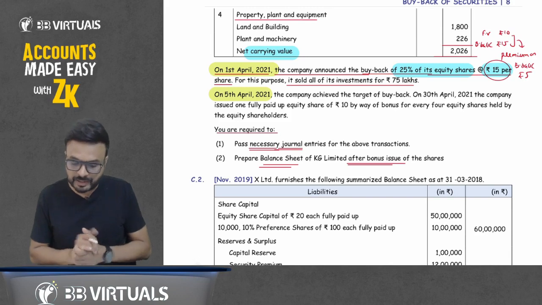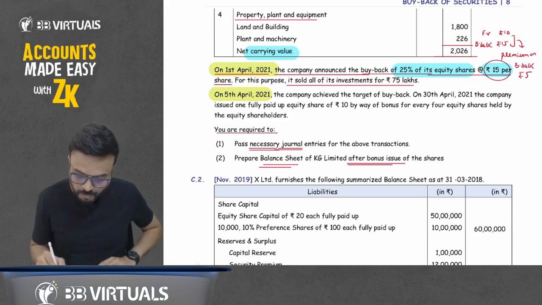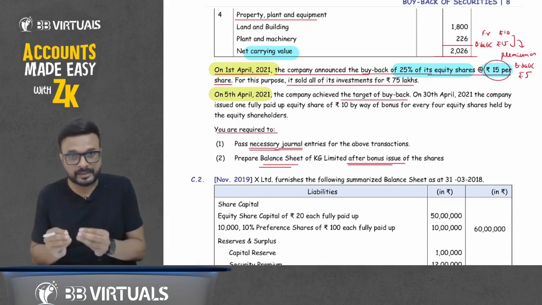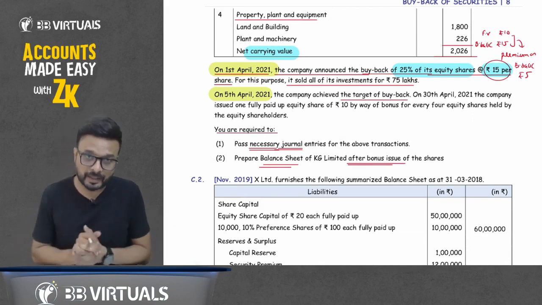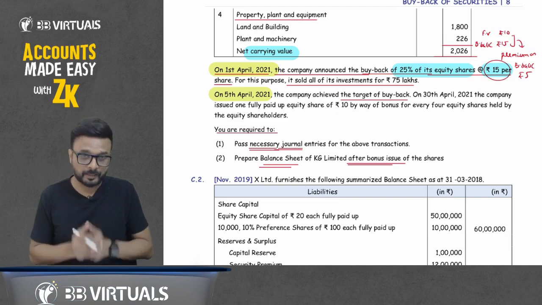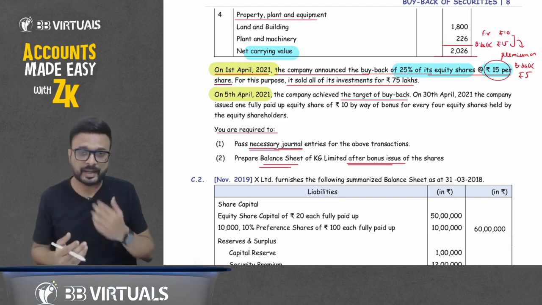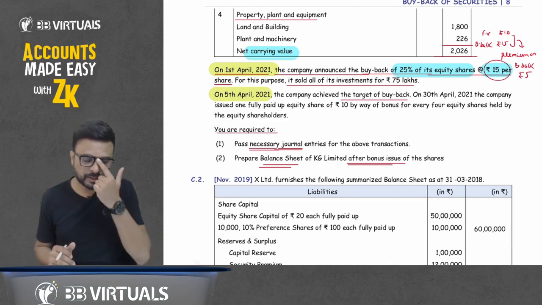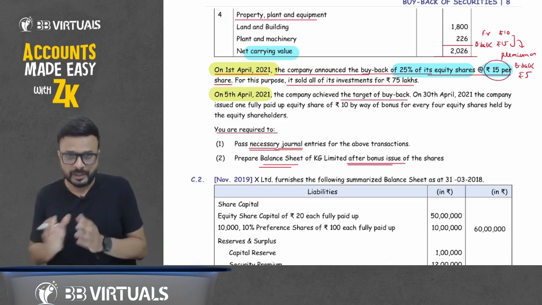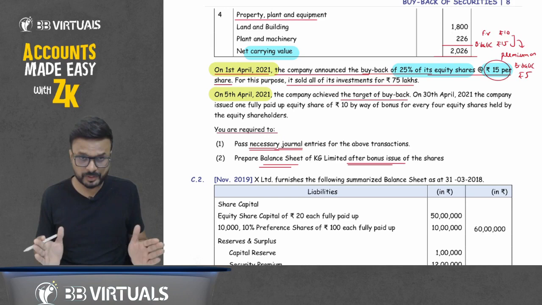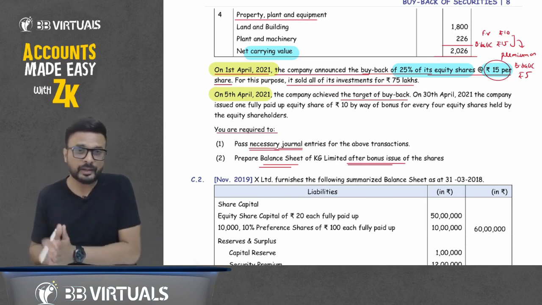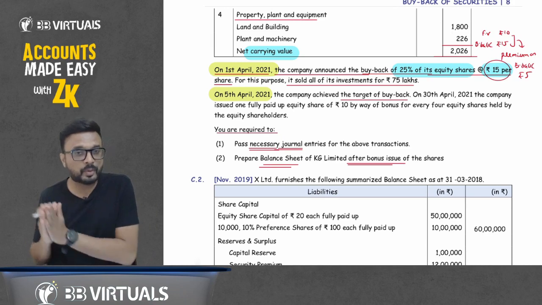The company achieved the target of buyback. What do you mean by company achieved the target of buyback? There are some tests that should be fulfilled by the company before the buyback. Those conditions are related to resource test, shares outstanding test, and debt equity ratio test. We don't have to worry about those tests; we have not yet discussed them. We'll do it later.